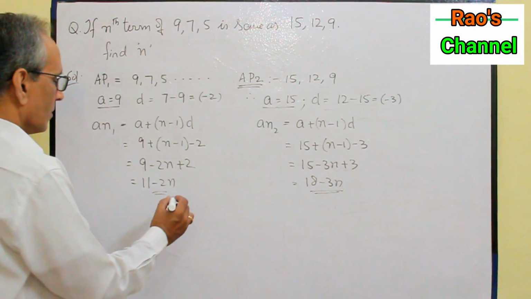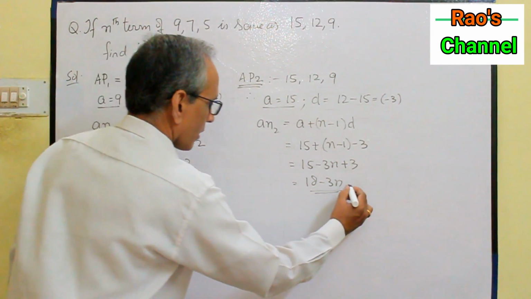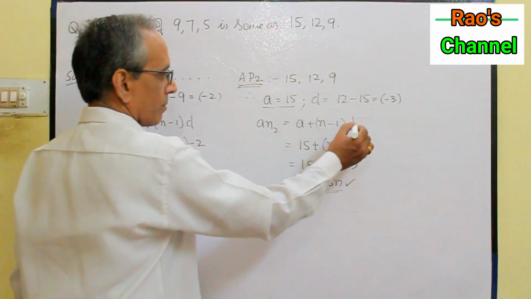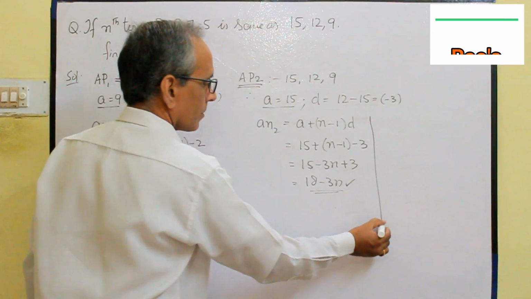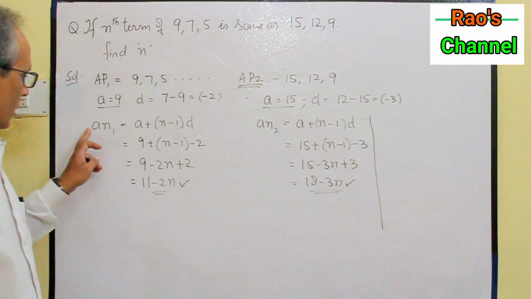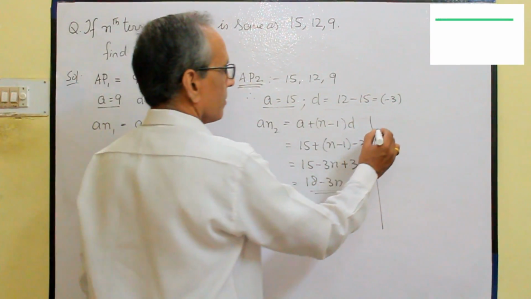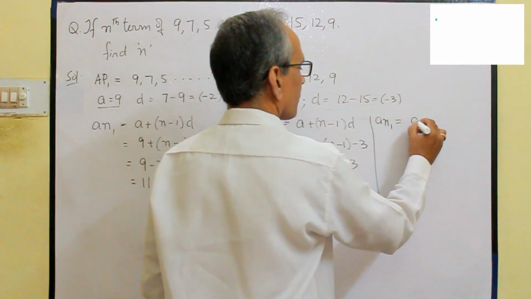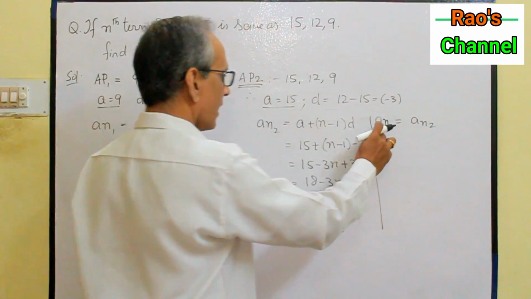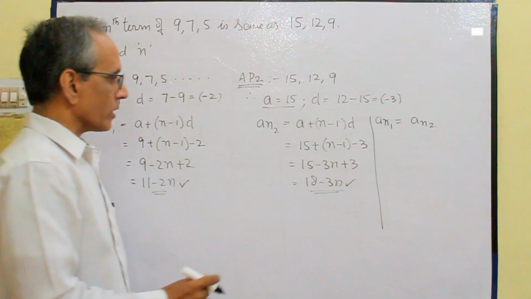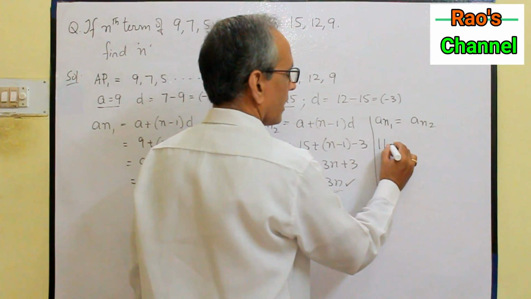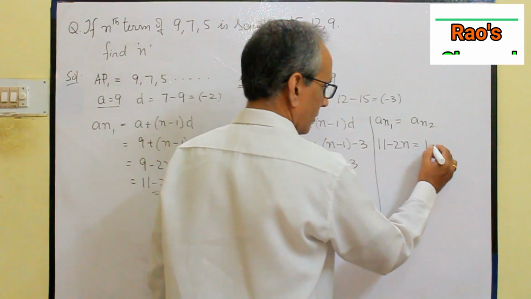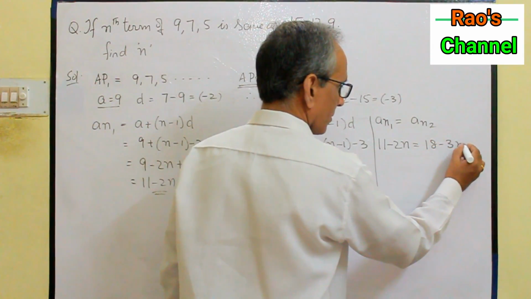By the question, these two are equal. If I equate these two, I get the n value. Let me complete the work here. So the nth term of AP1, that is a_n1, is equal to a_n2. What is a_n1? 11 minus 2n. So 11 minus 2n is equal to 18 minus 3n. Transpose.